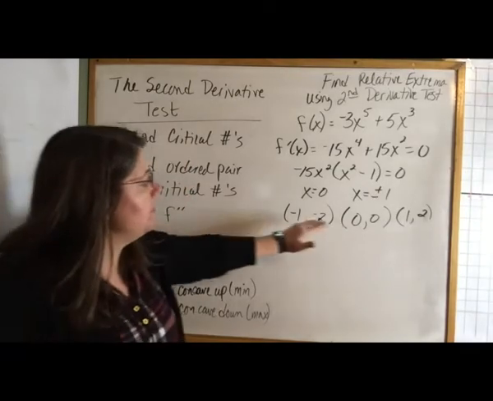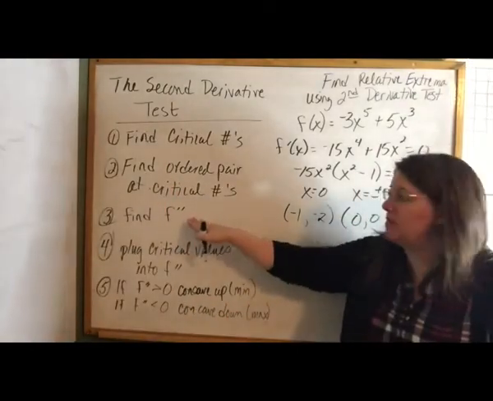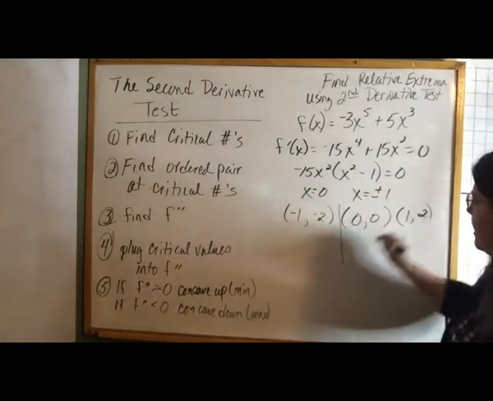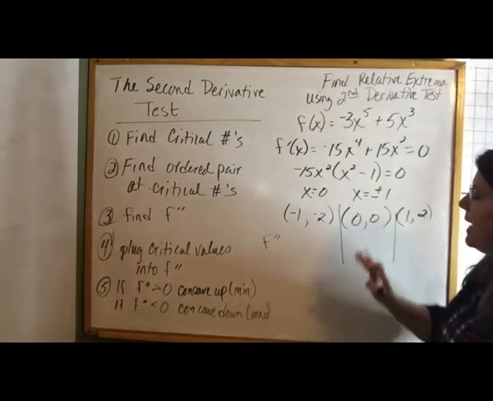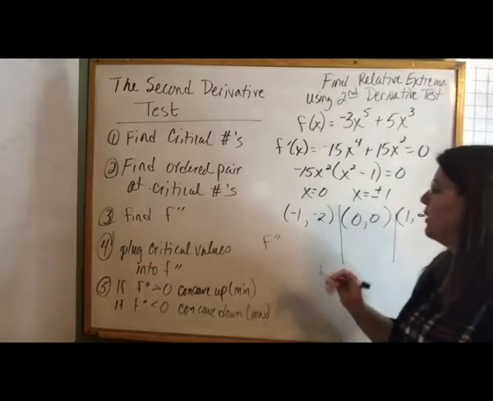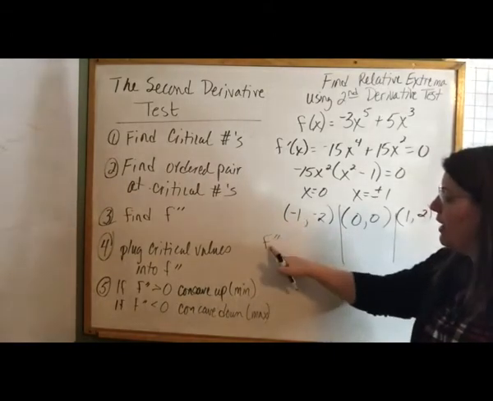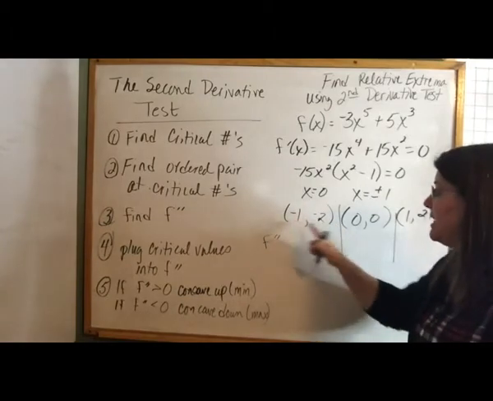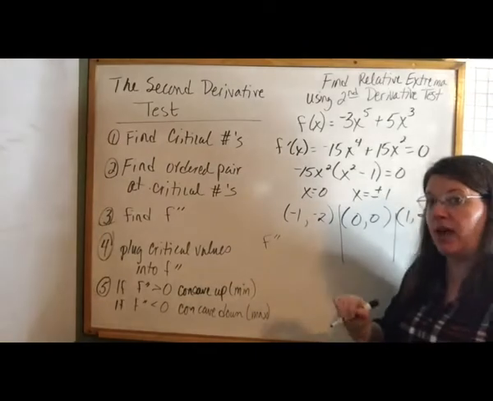I'm going to use these ordered pairs, and I'm just going to set up a little chart. The next thing it tells me to do is to find f double prime. So I'm going to make a chart out of this, and I'm going to put an f double prime here, and figure out whether, for the ordered pair at x equals negative 1, f double prime is positive or negative. Now understand, these are not intervals. These are exact ordered pairs, not intervals.